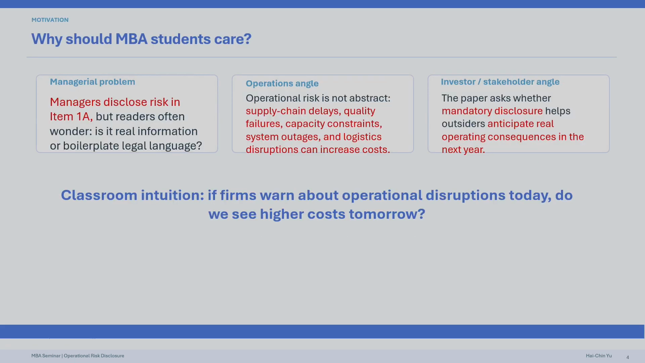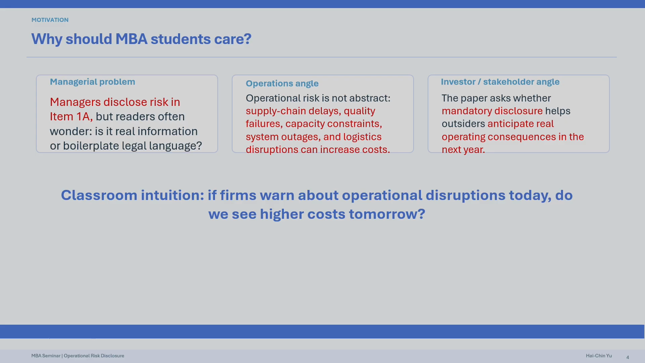And why should we know and care about these issues? From the managerial problem, disclosure risk is in Item 1A of the 10-K report. Have you ever accessed the SEC 10-K report? That's a long, lengthy report. I accessed one for Apple, 1 page, 1 year per firm. I couldn't scroll down to the bottom. So you can see that it's a large number of articles, just the 10-K report.